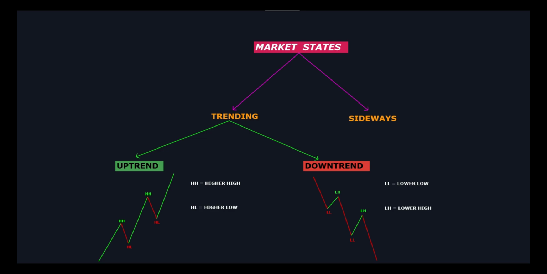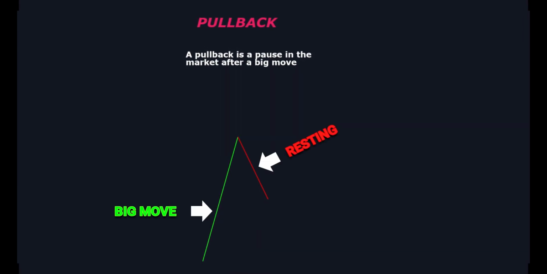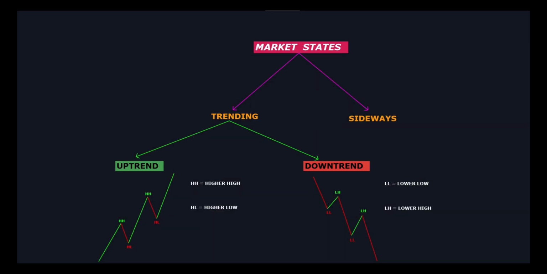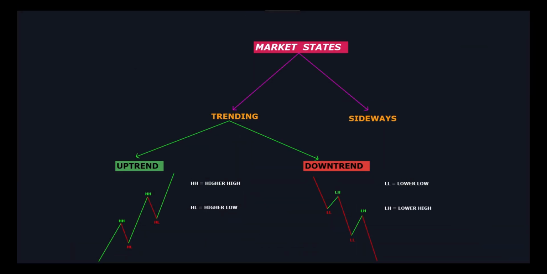At first, if you don't know what a pullback is, basically it is the resting period of the market after a big move. While watching a chart, the main problem that a trader faces is that when we see a chart, there is a lot of noise. So how do we filter that noise? Basically, there are some rules which we are going to follow to identify trend.